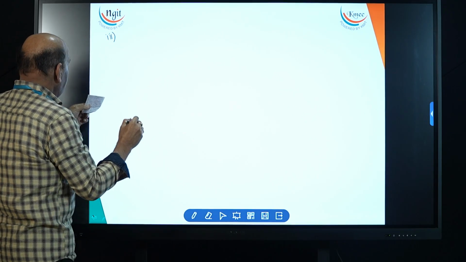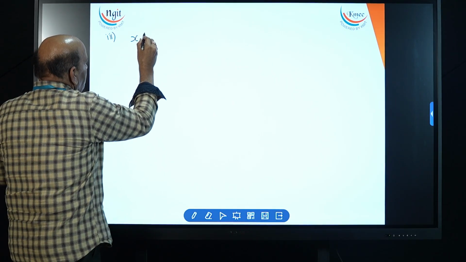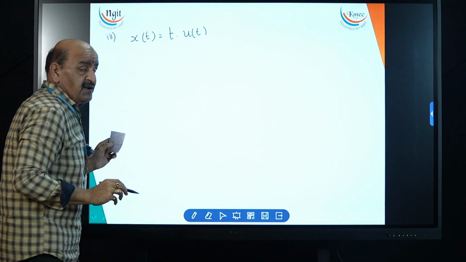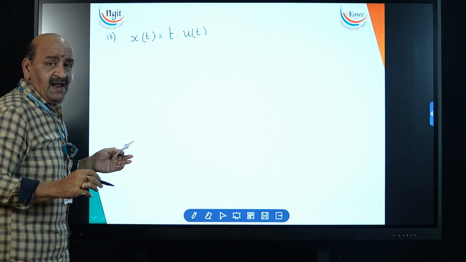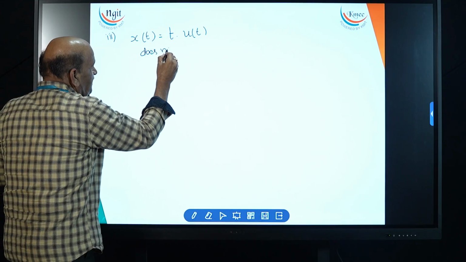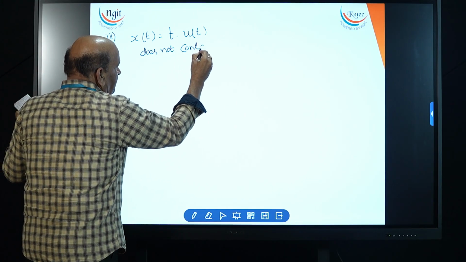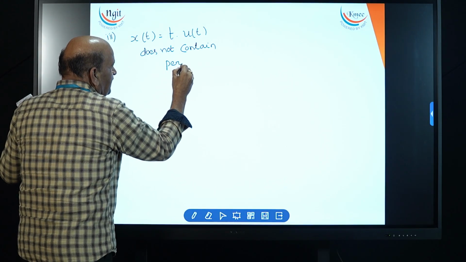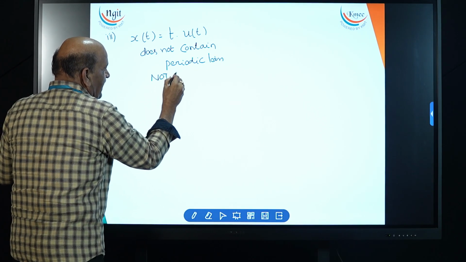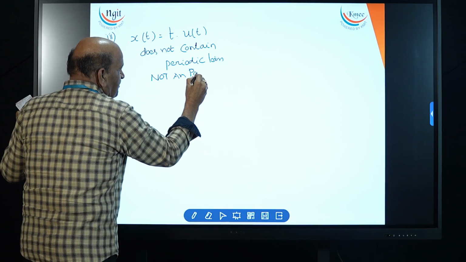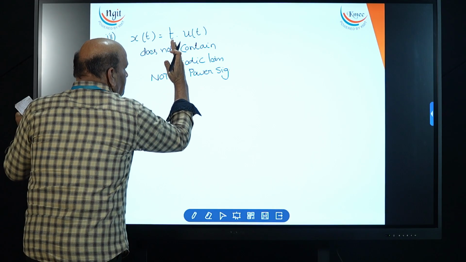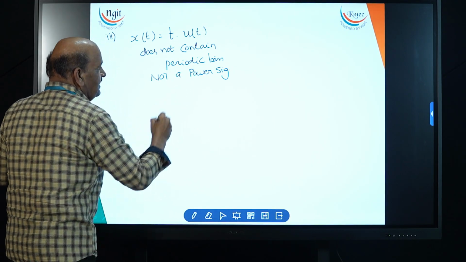Now, the third question, one of the repeated questions, is x of t equal to t times u of t. For every question, verify whether it is a power signal or an energy signal. Here, it doesn't contain trigonometric or periodic terms. Periodic terms means sine, cos. It doesn't contain periodic terms. Therefore, it is not a power signal.